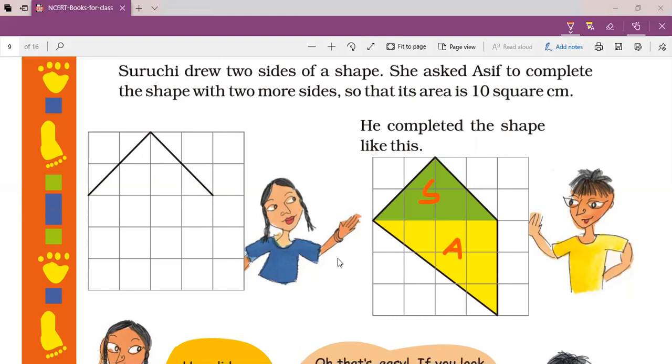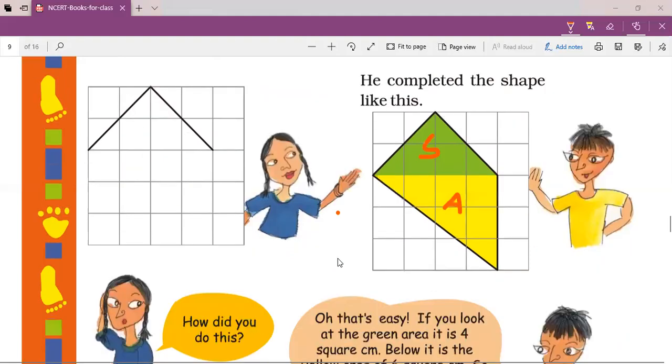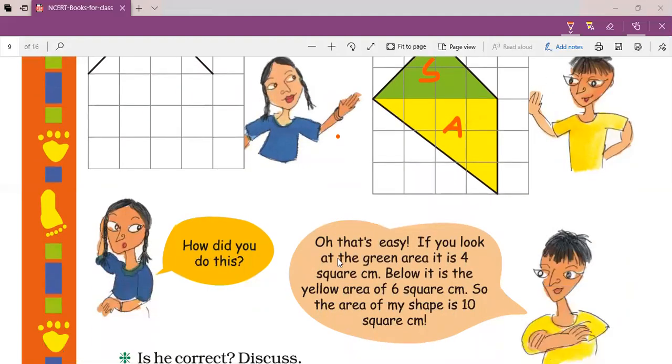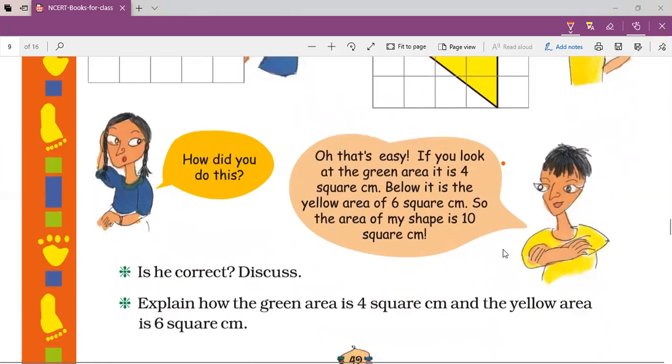So let's see what they had asked us. Now Suruchi is saying, how did you do this? So Asif is saying, oh, that's easy. If you look at the green area, it is 4 square centimeter. Below it is the yellow area of 6 square centimeter. So the area of my shape is 10 square centimeter. Okay. Now the question they had asked: is he correct? If he is correct, then how? Discuss that and explain how the green area is 4 square centimeter and the yellow area is 6 square centimeter.